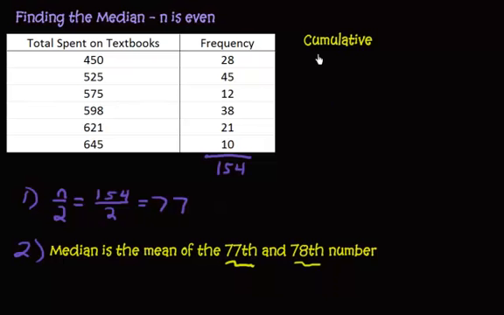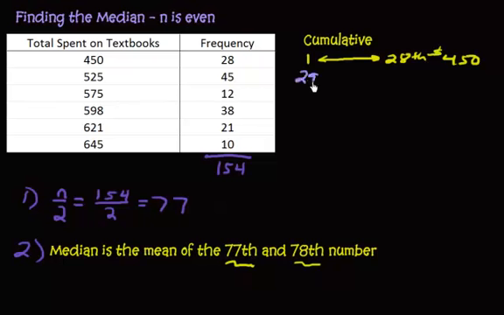What we're going to do is create a cumulative column here. I did do this in the video when the frequency is odd, so you can go ahead and watch that. Anyways, the way that this works is that there are 28 people who had 450 spent on their textbooks. So if I were to put them all in line, we would have the 1st through the 28th. They would have spent $450. Then we move on to the next one.